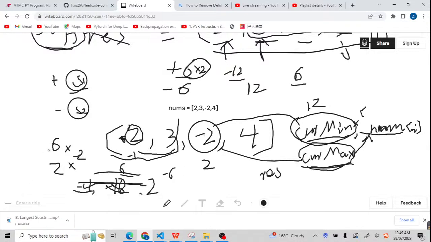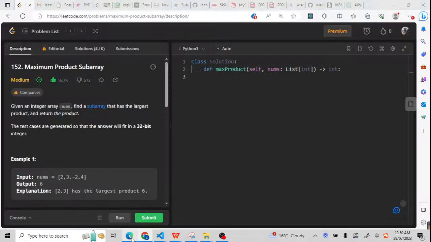It may be 6 times minus 2, minus 12. And 2 times minus 2, it is minus 4. And we can also choose the minus 2. So what is the result? It is minus 2. But before that, we've already got the maximum. It's 6. So the final result would still be 6. Now let me go to the code editor. It would be much easier to understand what I mean.